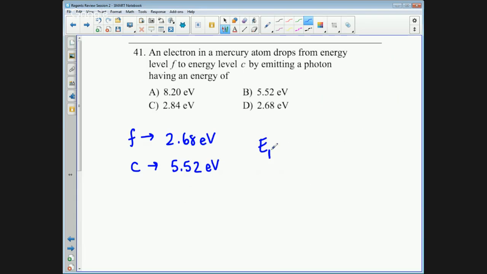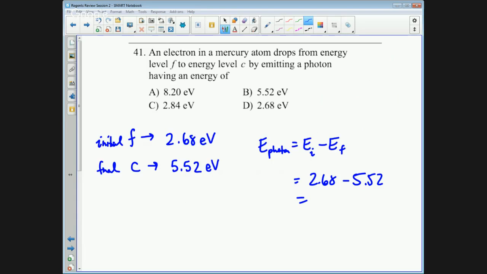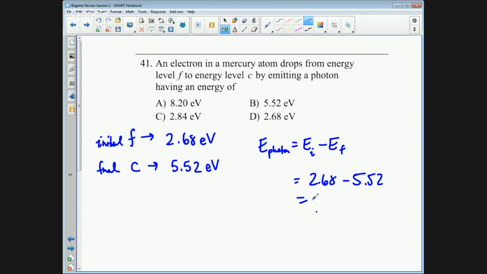So we're going to use this formula: energy of a photon equals energy initial minus energy final. This is my initial, this is my final. So we go 2.68 minus 5.52, and we get an answer of 2.84 electron volts. This is the energy of the photon that is emitted when the electron jumps from F to C. Okay, so that's C.